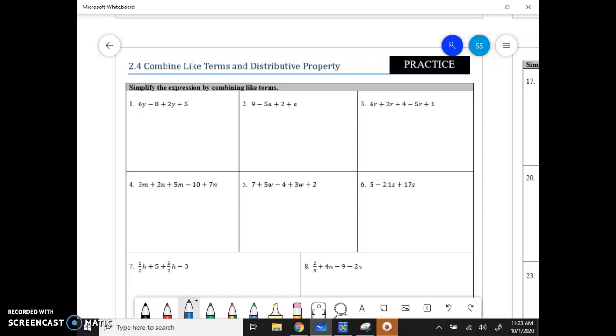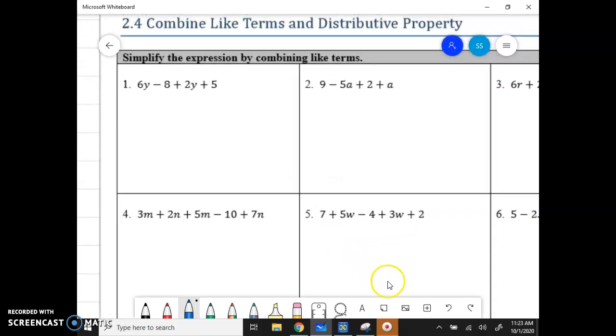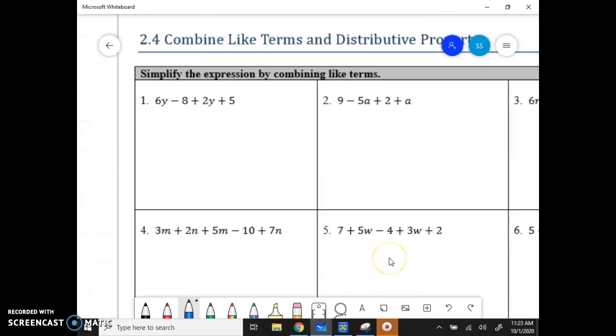Okay, here we go. This is 2.4, combining like terms and distributive property. Just some help with some of these practice problems here. First section is just simplifying the expressions. We're just combining the like terms, right?